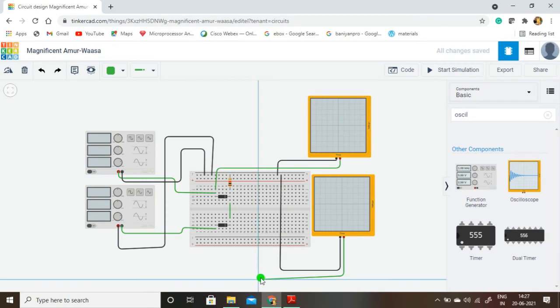This output signal is across the resistor. This output we are going to get across the resistor. This is the circuit connection of the full wave rectifier by using two diodes.